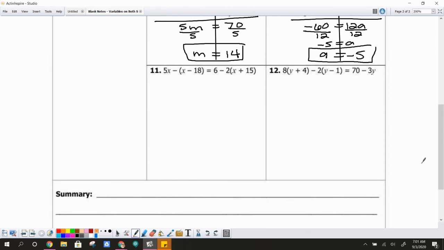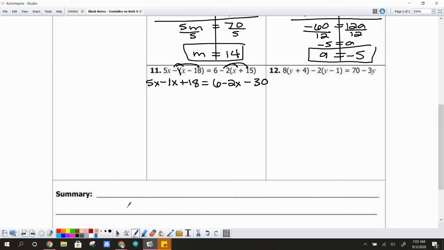All right, 2 more. So we have 11 and we have 12. I'm just going to go ahead and do 11, and I'm going to have you try 12. So for 11, we're going to go ahead and distribute, and make sure when you're distributing that this is like a negative 1. So we're passing that out to both parts. So I have 5x minus 1x. If it helps, you can do that. Plus 18 equals 6, and then distributing a negative 2x and a negative 30.